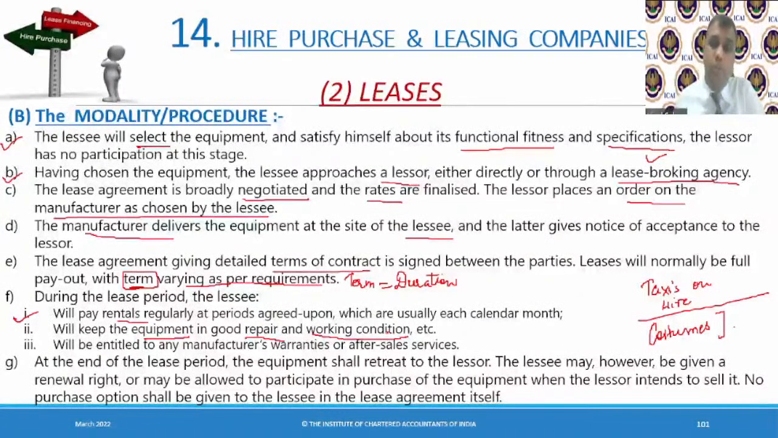Not owning the equipment doesn't mean that he can use it endlessly, not get it repaired, or let its working condition become really poor. The lessee will be entitled to any manufacturer's warranties or after sale services. Since the ownership is with the lessor, but the entity using it is the leasing company, the lessee is entitled to all the manufacturer warranties as well as the after sale services.